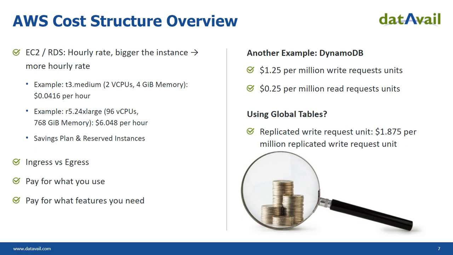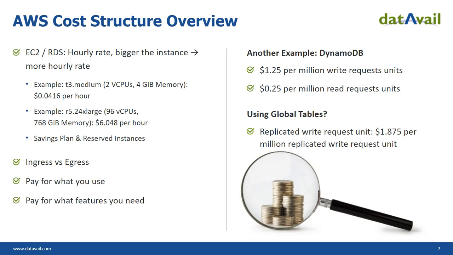It's a very basic, simple cost structure: the hourly rate that you pay for CPU and memory, and the disk you attach is an extra charge. It also has ingress and egress charges. Anything coming into the AWS region is all free of cost. Anything going out of AWS may or may not have a cost, so we have to look into that.